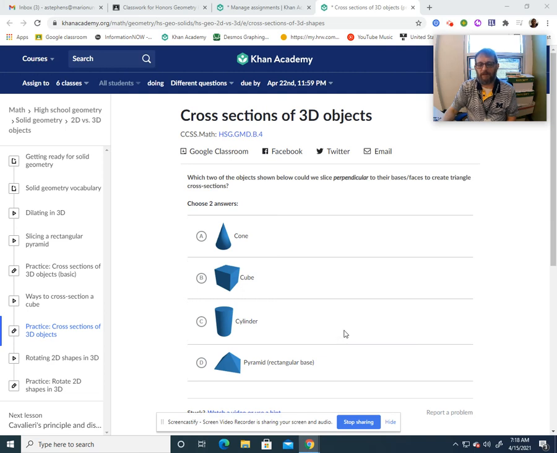All right, homework time again. I believe this is the stuff due next Wednesday, the 21st. And it's going to be two homework sections. One is the cross sections with 3D objects.